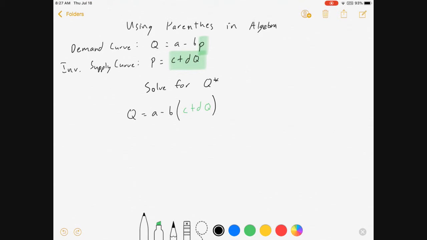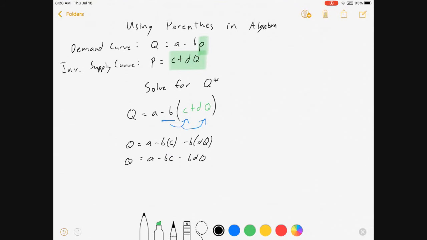Okay, so how do I deal with this parenthesis? What happens is that this negative B has to hit everything in the parenthesis equally. So the C is going to be multiplied by negative B, and the DQ will separately be multiplied by negative B. So Q is equal to A minus B times C minus B times DQ. All right, there, we've factored out our parenthesis. That's A minus BC minus BDQ. All right, parentheses are gone.